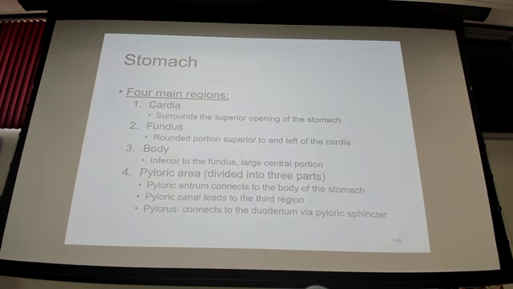So that's the fundus, the round upper portion of the body, sort of the major portion. And then the pyloric area, the antrum. What's an antrum? Like an antechamber, right? The beginning portion of the beginning portion. The pyloric canal, and then the pyloric sphincter. The pyloric sphincter represents the end of the stomach and the beginning of the small intestine, the duodenum.